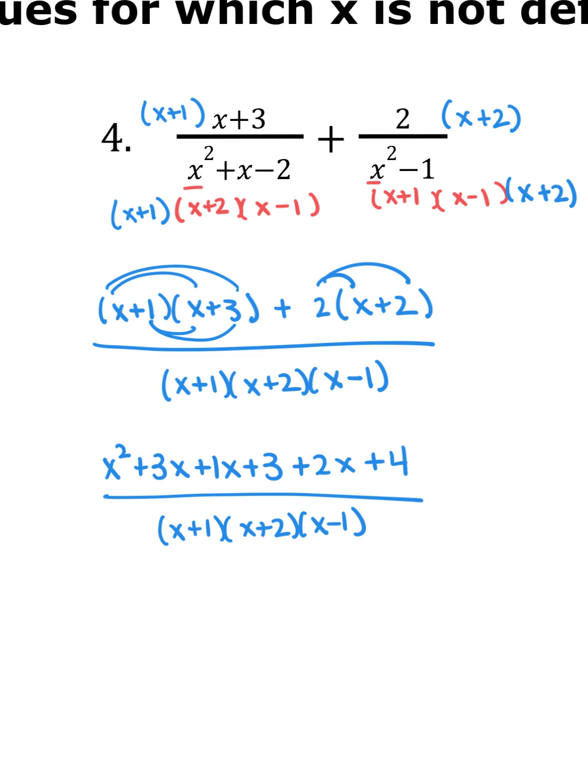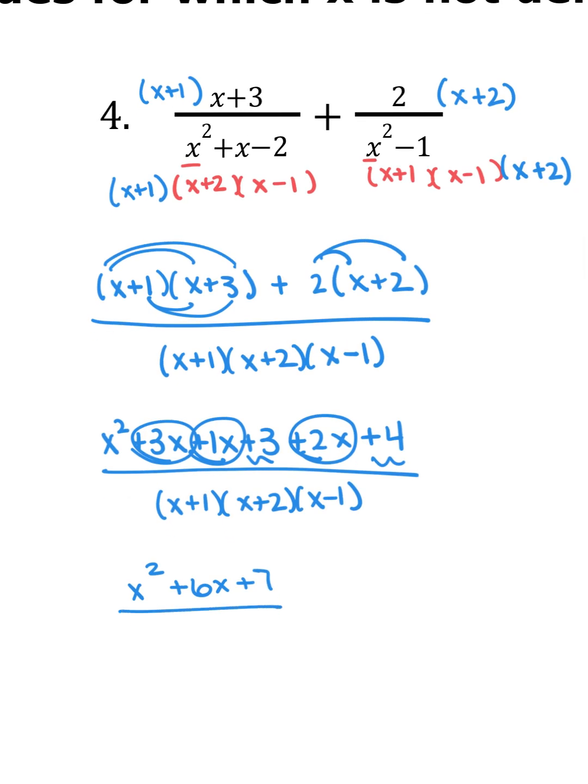So we're going to combine our like terms. I have an x squared on top. I have a 3x, a 1x, and a 2x. So I get a 6x. And then I have a 3 plus 4, 7. And that's all going to be over x plus 1, x plus 2, x minus 1.